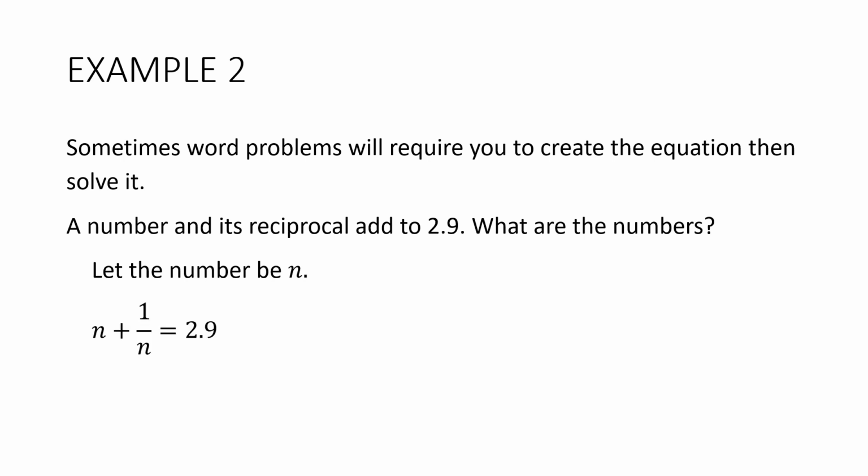Now do you remember how to solve these sorts of equations? We're going to multiply every term by n, like this. n times n is n squared. These n's cancel out, so that's equal to 1, and equals 2.9n. And tidying it up, we get n squared minus 2.9n plus 1 equals 0. And we're going to use the quadratic formula to finish that off.